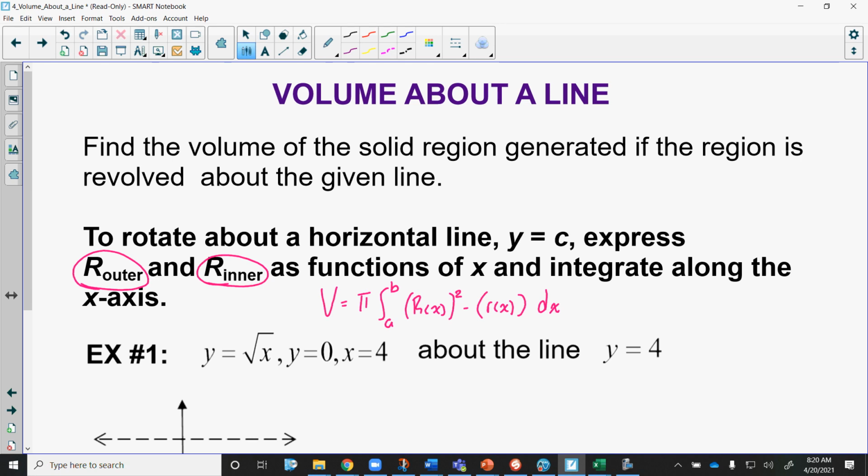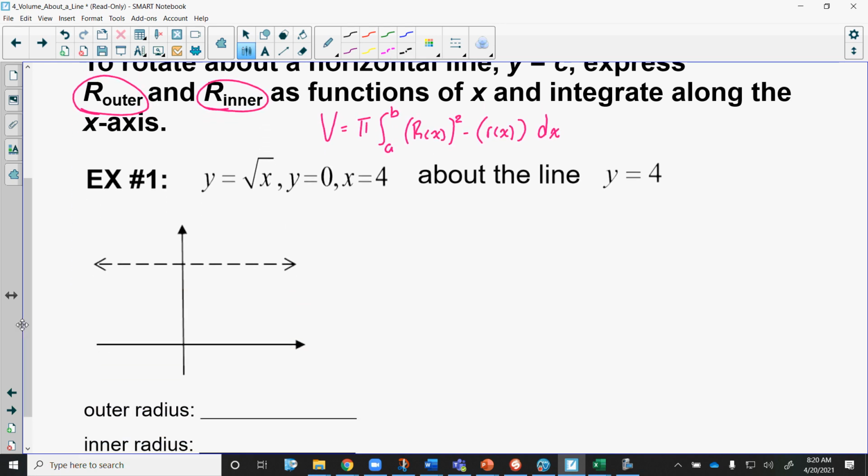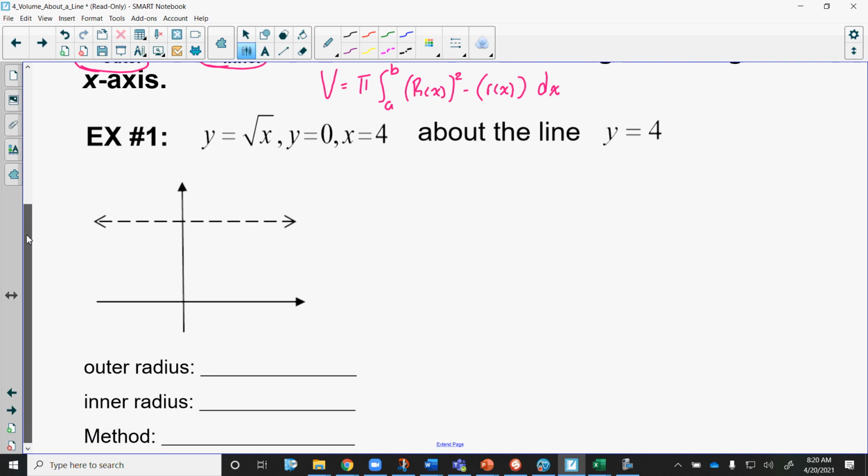However, the only thing that's really going to be new is determining where those radii are going to be located, because they're not going to be around the x or the y-axis anymore. We're not going to just be able to count from that line to where the radius should terminate. What we're going to wind up doing is having to go from the line and subtract what the function is from wherever our line is located that we're rotating around.